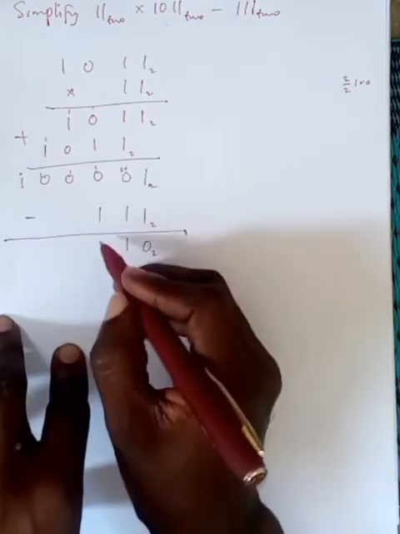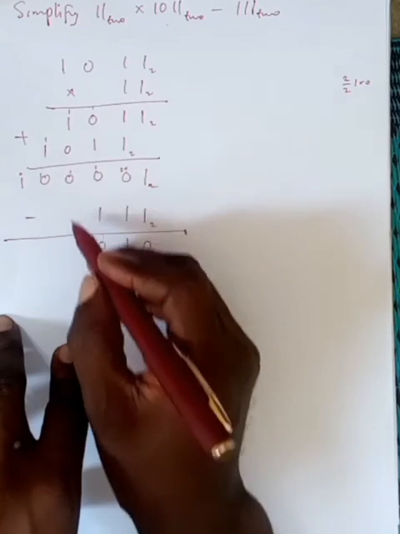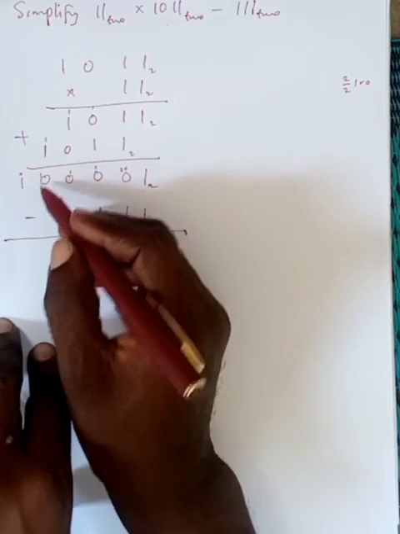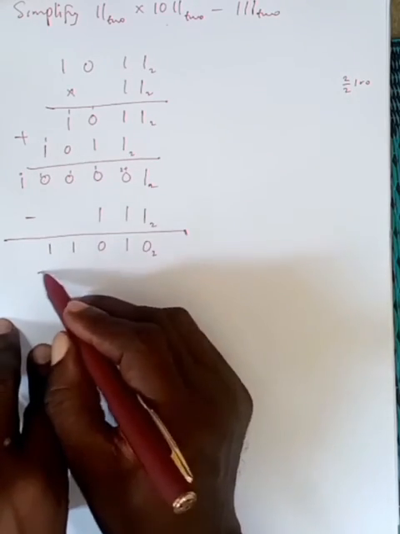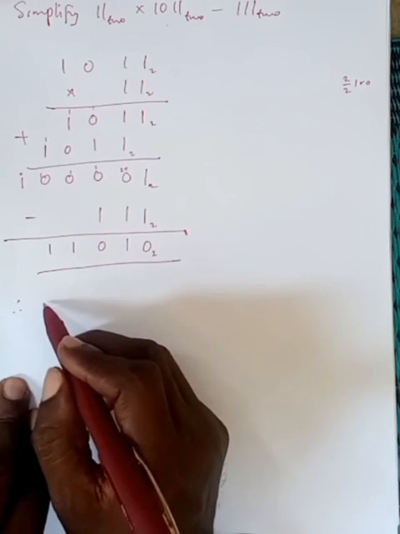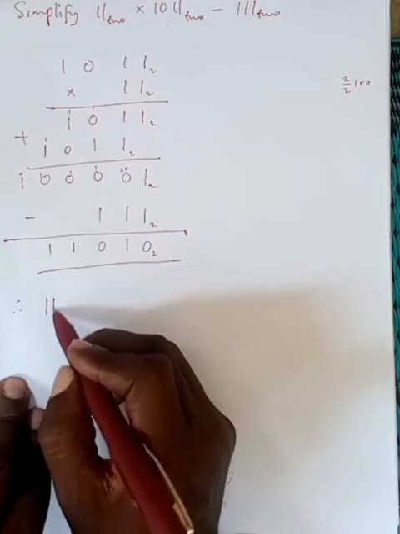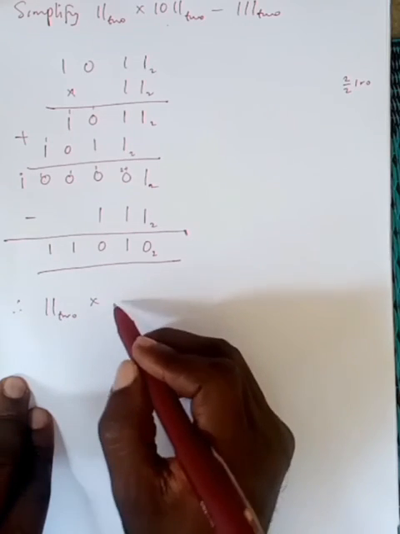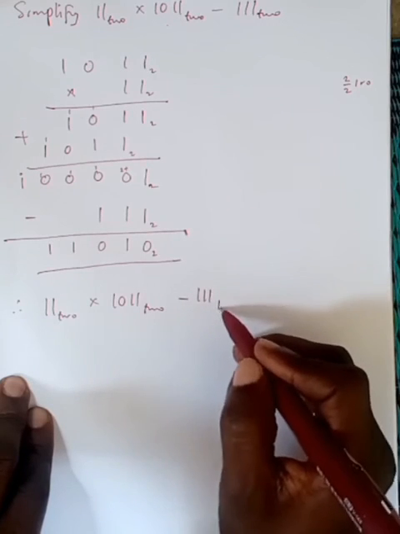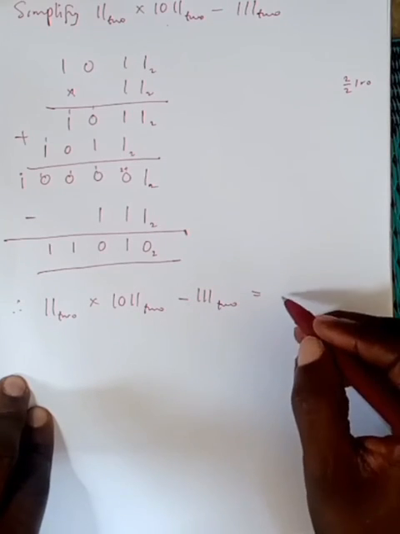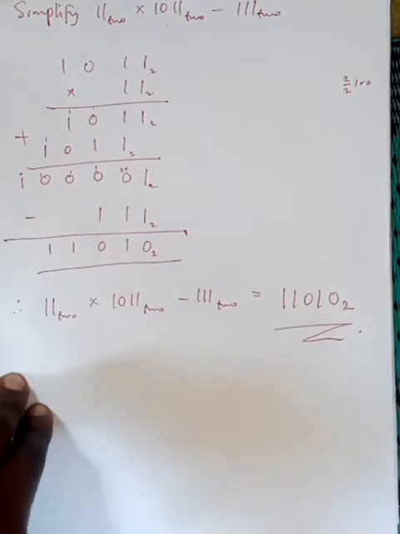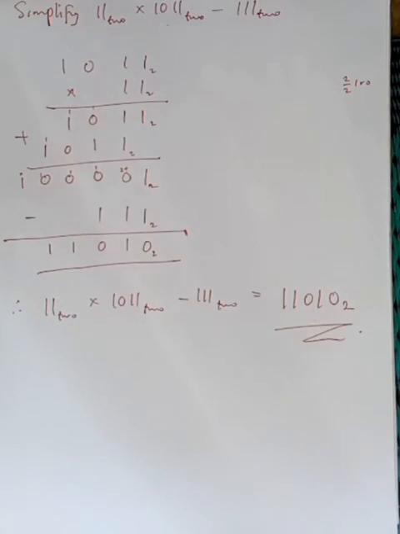So 1 minus 1 here gives 0. What we have here is 1, since we have nothing to subtract from it. And what we have here is as well 1, since we have nothing to subtract from it, everything in base 2. So therefore, the result of multiplying and subtracting, that is 11 base 2 multiplied by 1011 base 2 minus 111 base 2, is equal to 11010 base 2. So this is how far we can go with this topic.